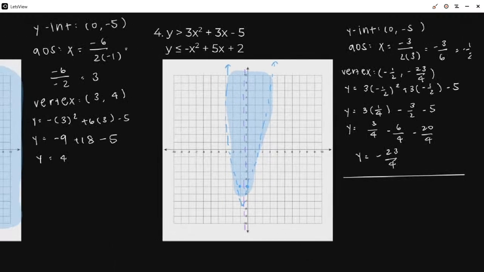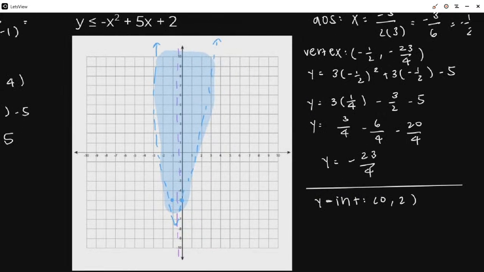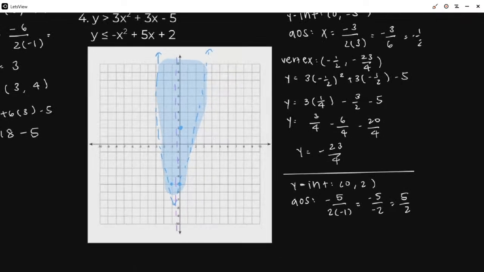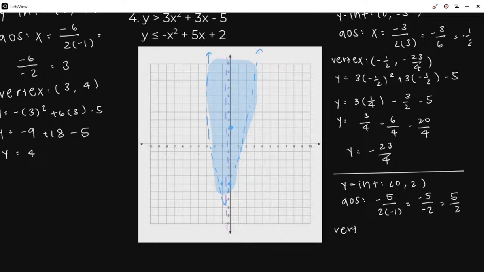For the second one, we're going to do the same thing. So the y-intercept is at 0, 2. So that is right here. Then for the axis of symmetry, that's negative b, which is negative 5 over 2a. So this would be negative 5 over negative 2, which is 5 over 2. So for the vertex, we're going to plug in positive 5 over 2 for x.